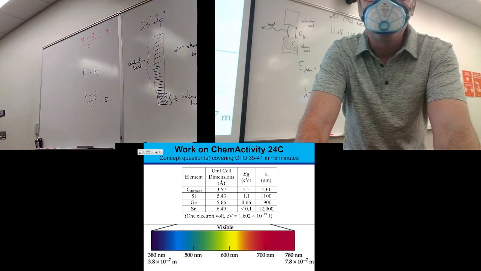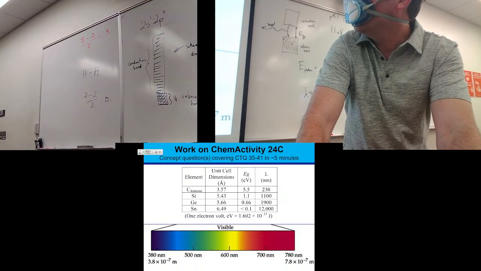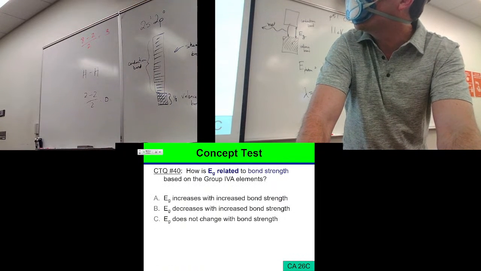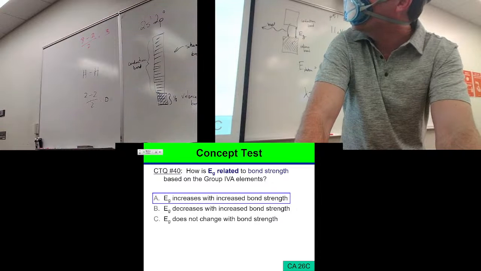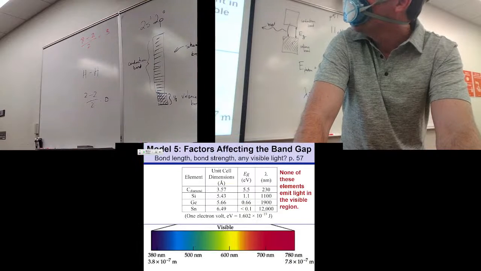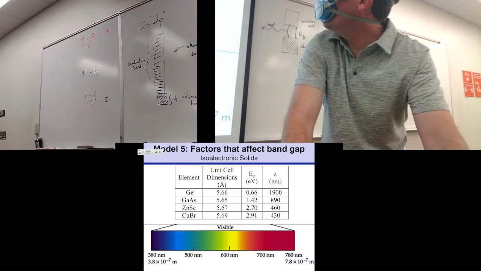Okay, so let's expand on this topic. We answered this already. Bond strength causes the band gap to increase. So we're going to switch to isoelectronic solids.